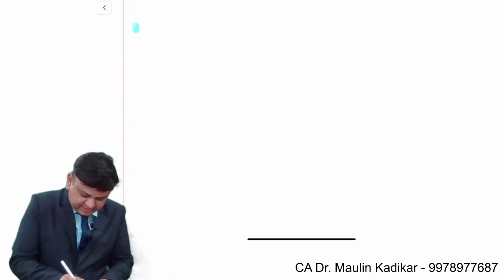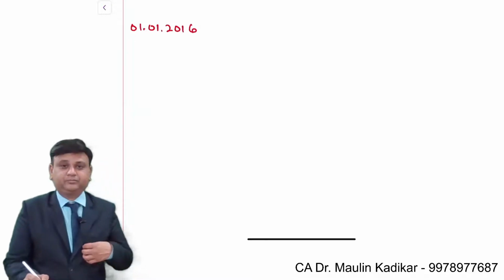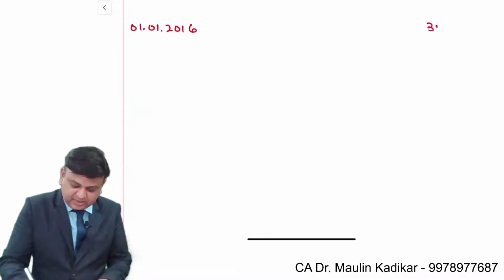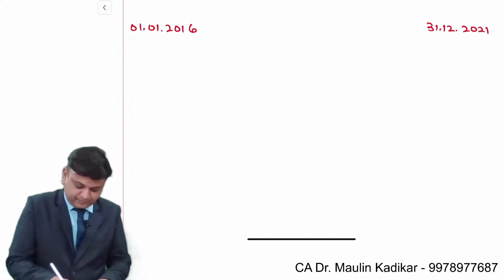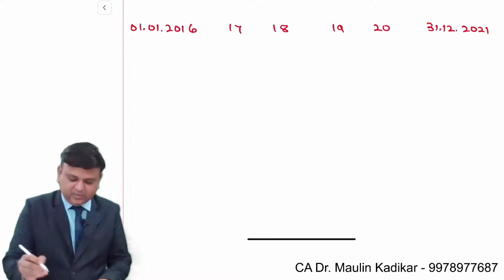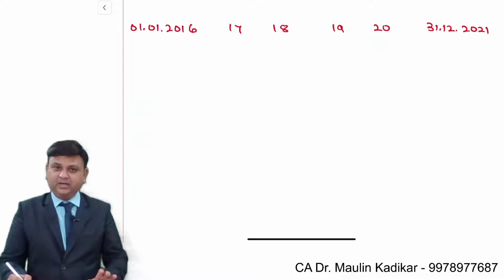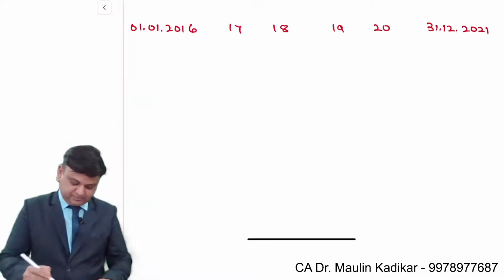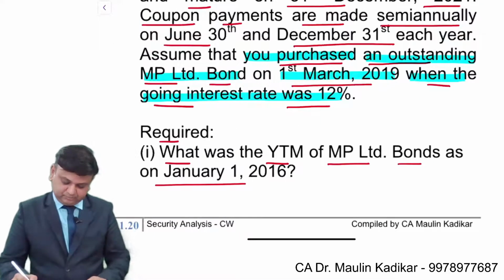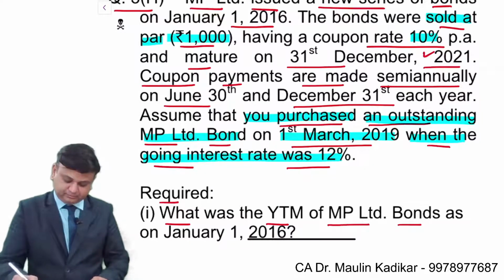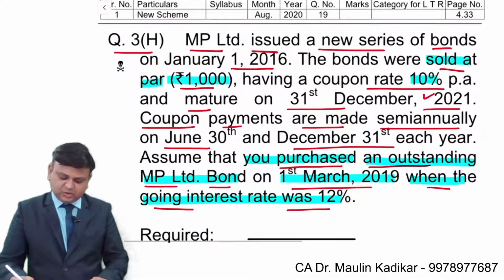We have been given that the security has been issued on 1st of January 2016. It is going to be redeemed on 31st of December 2021. 17, 18, 19, 20 and 21. Okay, that is the way the 5 years. You can see that this is the date on which it is going to be redeemed.